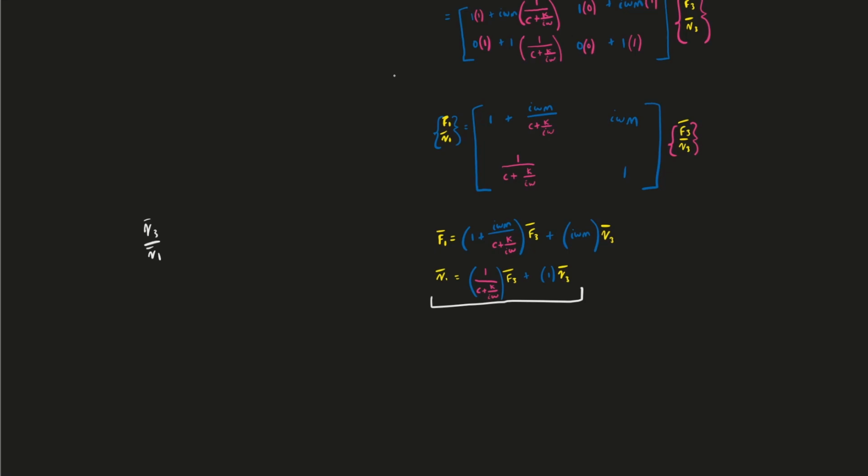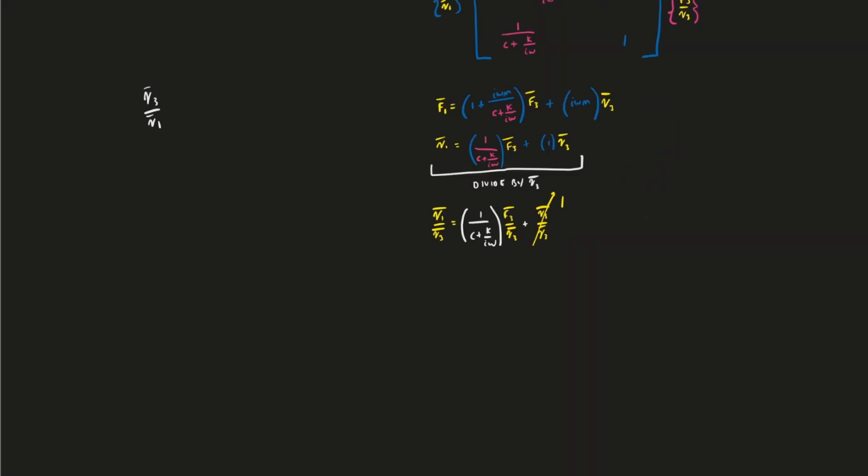we'll go ahead and divide this equation by V3. So after doing that, we'll end up with V1 over V3 equals 1 over C plus K over I omega times F3 over V3 plus V3 over V3, which will just become 1.